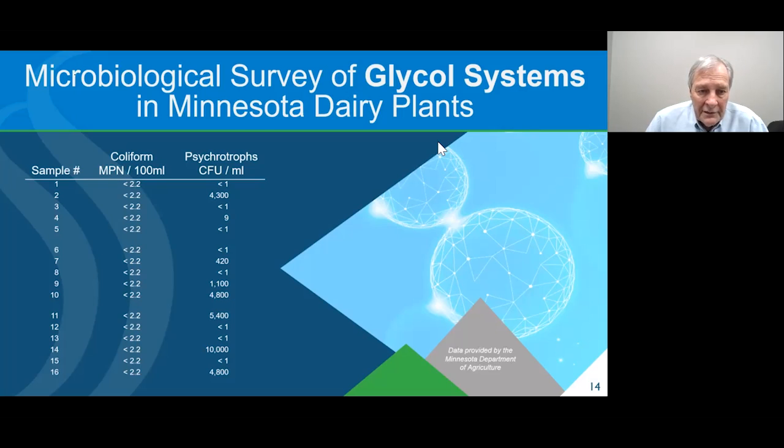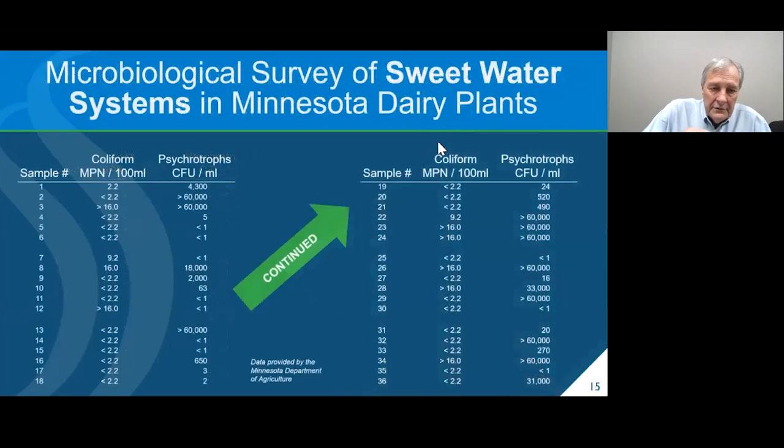We found all kinds of psychrotropic bacteria in the glycol, but no coliforms. This particular slide here shows the same thing for sweet water. Again, sweet water and glycol are used for coolants to cool our product after pasteurization or even during storage. This particular slide shows sweet water, and as you can see, a lot of sweet water samples had counts of 60,000 or greater. It can be a tremendous source of contamination.